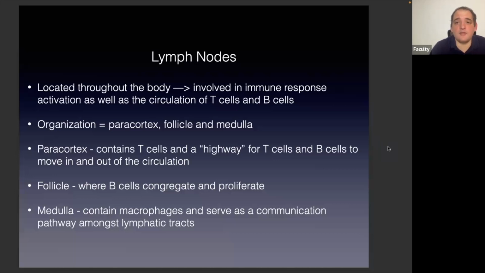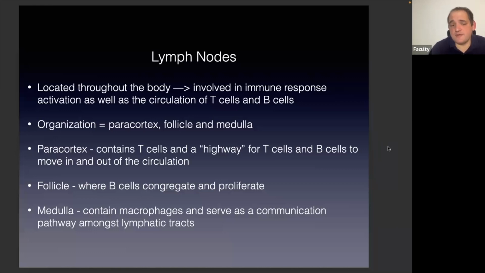Really, the medulla serves as a communication pathway amongst different lymphatic tracts. We really have these lymph node clusters throughout our entire body, not just under the armpit. We have them in our chest, by our thighs, in our head, under our neck, behind our ears, everywhere. It's this process of organization and communication, really, that makes lymph nodes special.